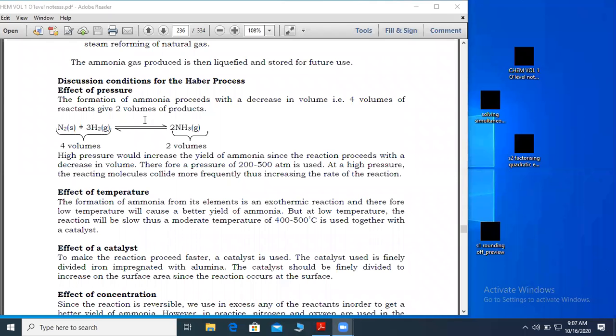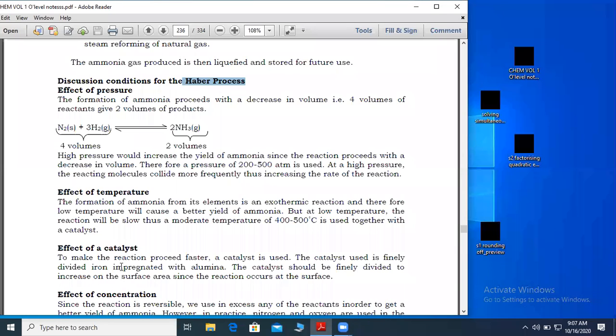The process by which ammonia is manufactured on a large scale, the answer was supposed to be the Haber process. And this is the spelling. There is no R between A and B. So the process was Haber process, nothing else. Those who failed, I hope you are making correction.